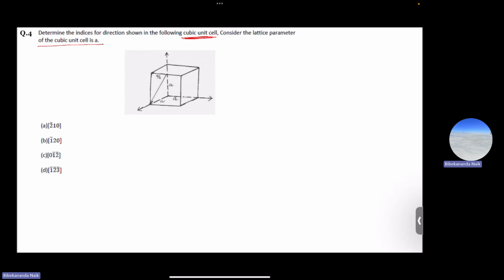Like in the previous question, we shifted the origin. Here also we will need to shift the origin. I'll give you a few minutes to try this question, and then I will discuss.